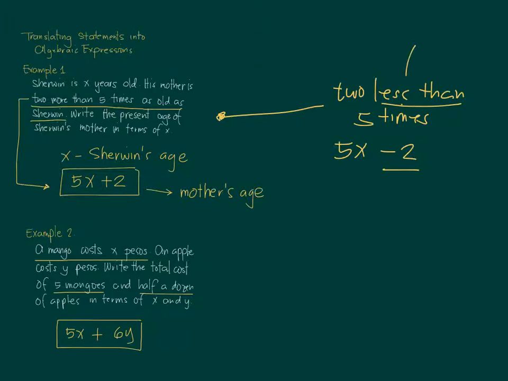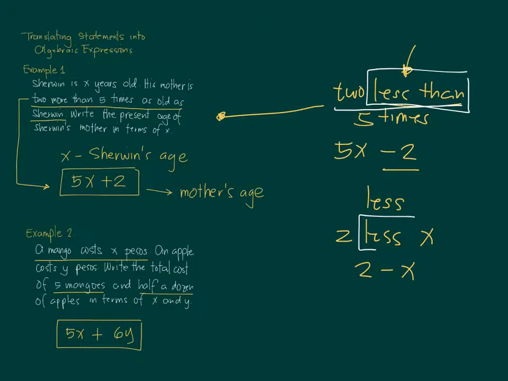Okay. Some examples will be using just the word less. So when you say 2 less x, that means 2 minus x. And this is different when we say 2 less than. Less than and less are not the same. 2 less x is translated into 2 minus x. 2 less than means minus 2 from a given expression.